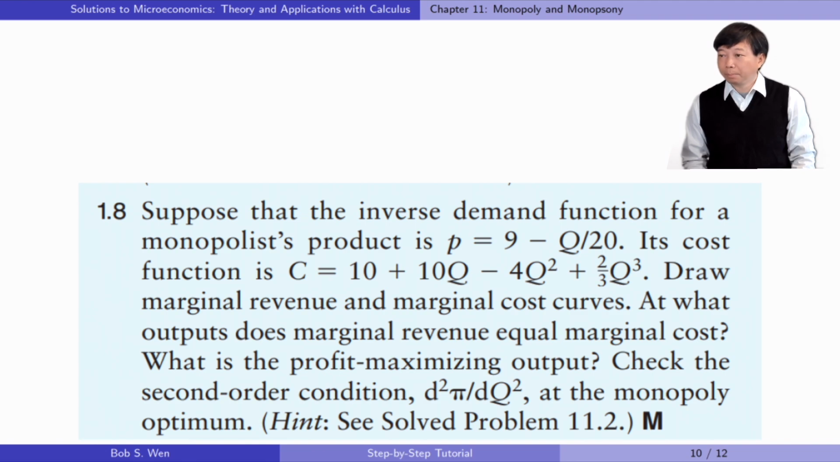Let's solve exercise 1.8. Suppose the inverse demand function for a monopolist's product is as follows. We also know the cost function. Draw marginal revenue and marginal cost curves. At what output does marginal revenue equal marginal cost? What is the profit maximizing output? Check the second order condition at the monopoly optimum.